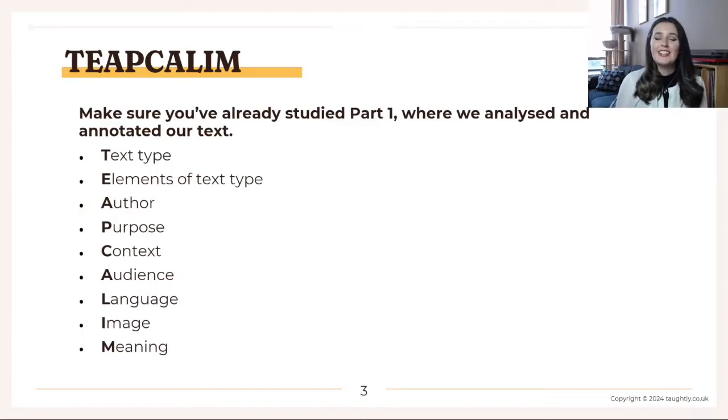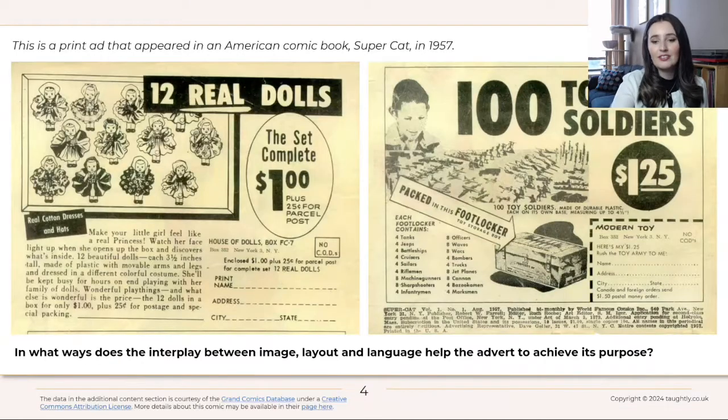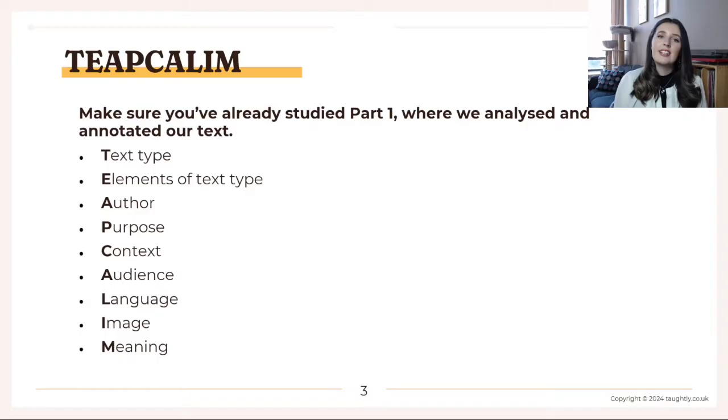Now this video lesson is a part 2. In part 1 we already analysed and annotated a print advert, this print advert, looking at the guiding question. If you haven't already watched that video, I do really recommend that you watch that first and then come back to this, because you'll get more out of it if you do. I will link that somewhere also.